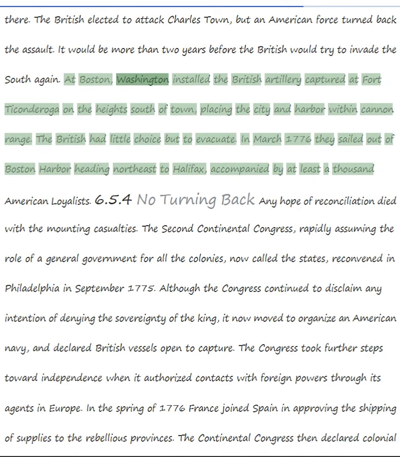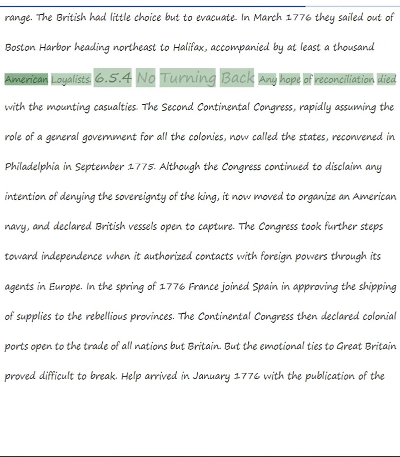At Boston, Washington installed the British artillery captured at Fort Ticonderoga on the heights south of town, placing the city and harbor within cannon range. The British had little choice but to evacuate. In March 1776 they sailed out of Boston harbor heading northeast to Halifax, accompanied by at least 1,000 American loyalists.